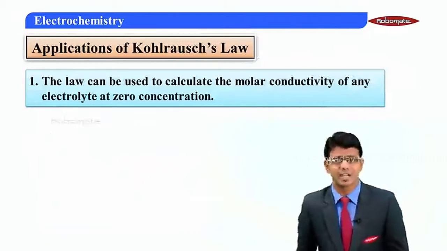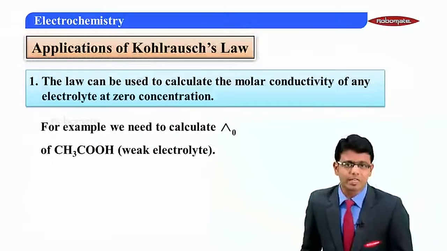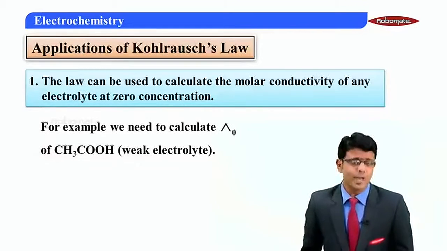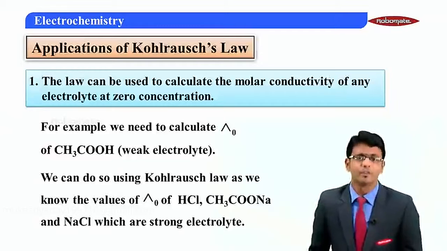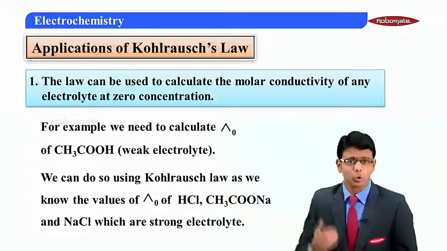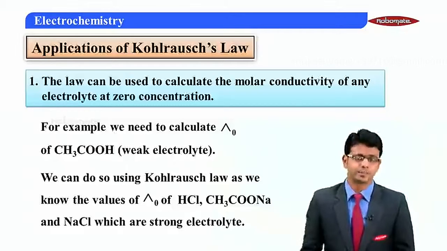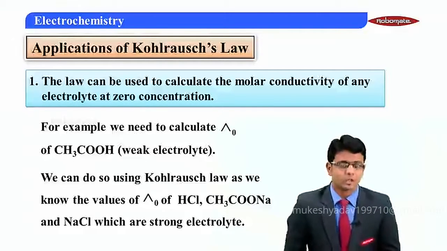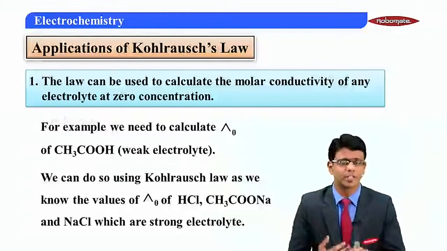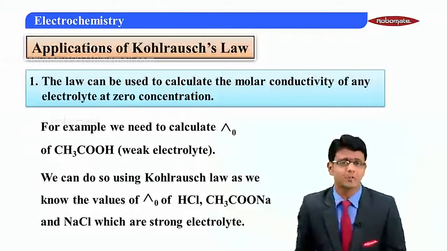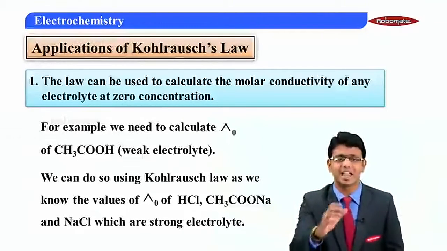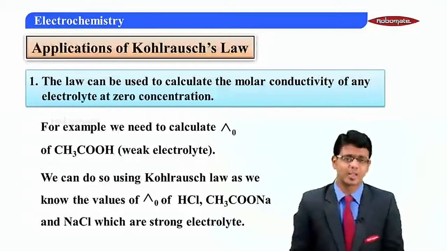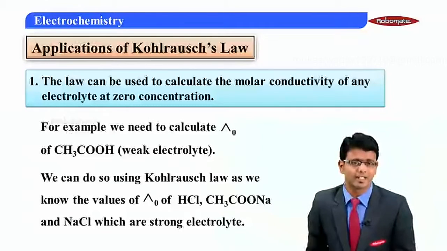Let us try to understand how we can utilize this law to find the lambda naught value of any weak electrolyte. We calculate here the lambda naught value of acetic acid. Let us consider that we have been given lambda naught values of HCl, sodium acetate and NaCl, and all these three are strong electrolytes. Let us see how we can use a combination of these three lambda naught values so that eventually we get lambda naught of acetic acid. In acetic acid the ions present are acetate and H plus ions, so let us figure out how we get them.